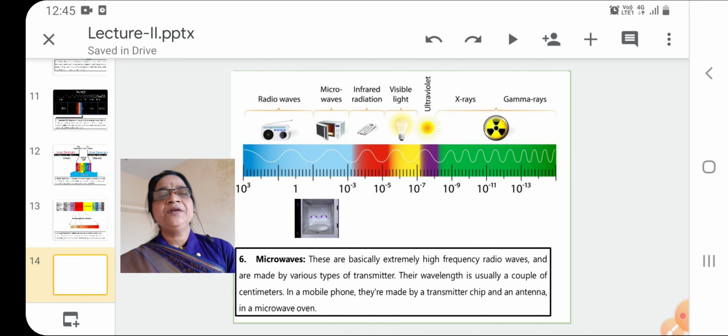The next one that we have to see here is the microwaves. We usually use them in our house, the domestic microwave oven. These are basically extremely high frequency radio waves and are made by various types of transmitters. Their wavelength is usually a couple of centimeters. In a mobile phone, they are made by a transmitter chip and an antenna, and in a microwave oven.